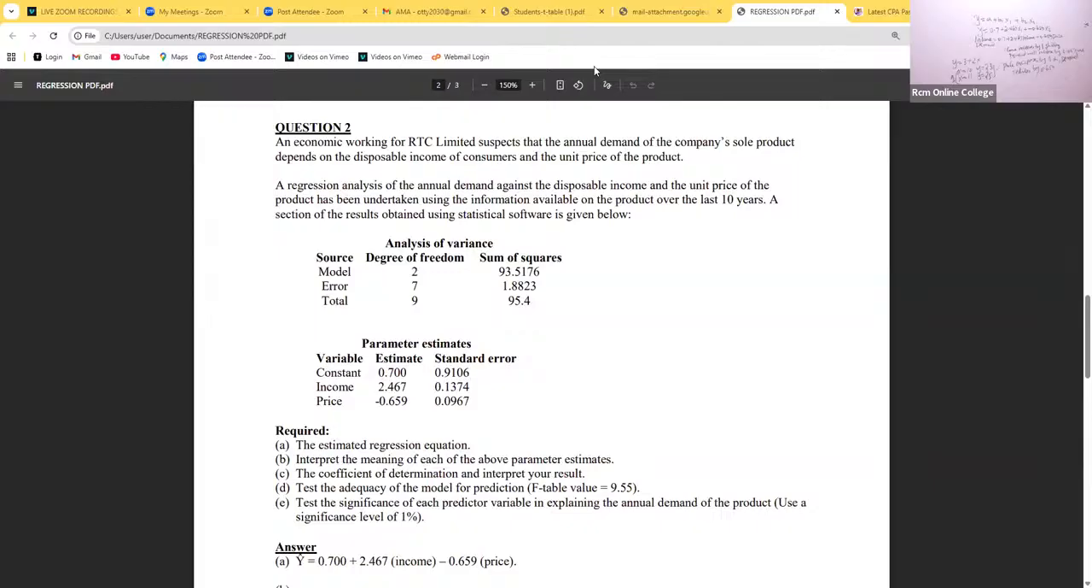Yes, Robert. You can also say that 0.7 is an increase in demand caused by other factors not in the analysis, not the price.